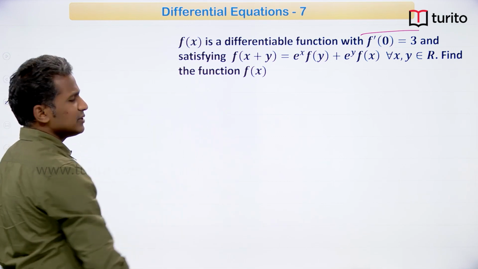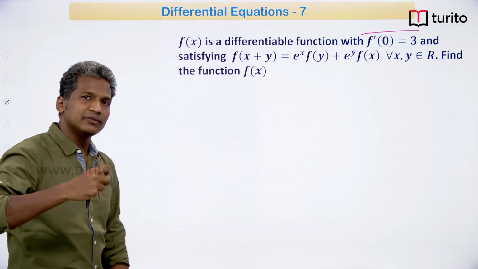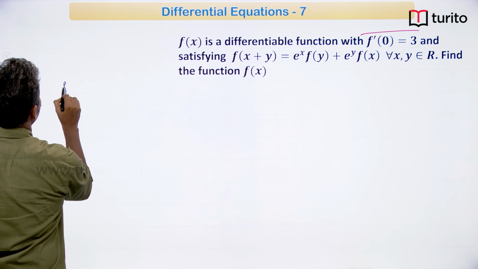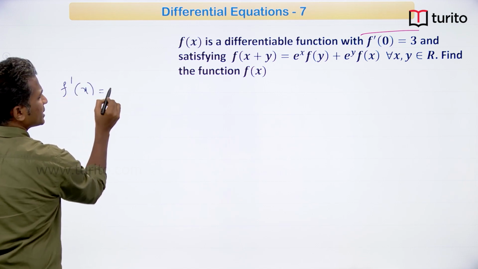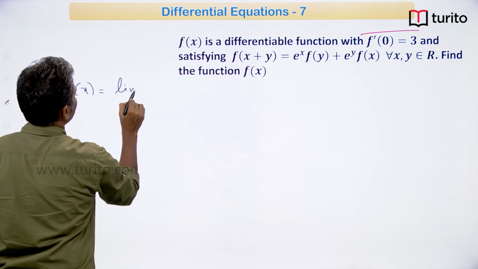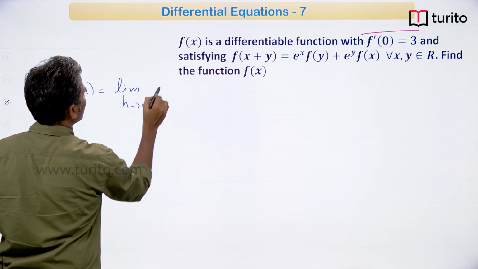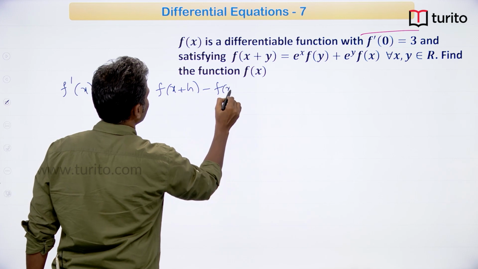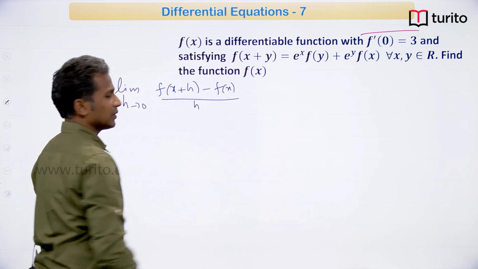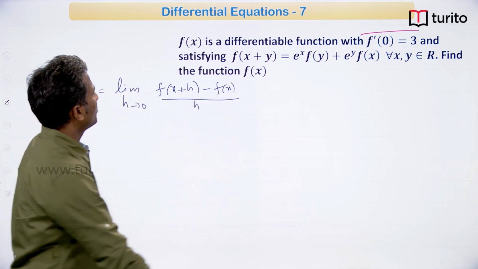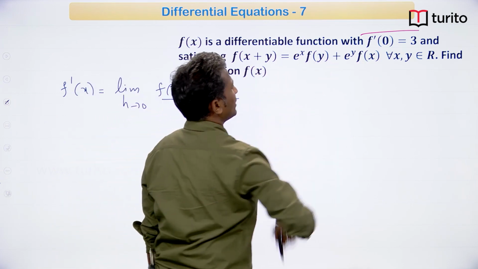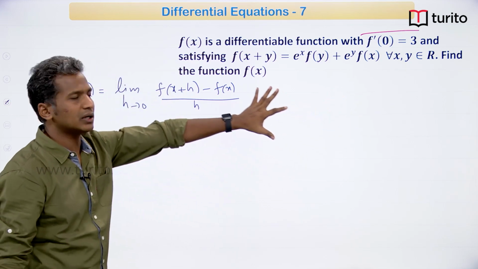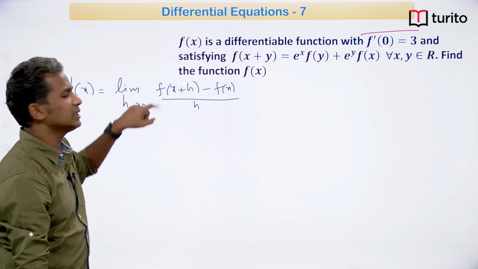So, because derivative is involved, I will start with the definition of the derivative. Okay. So, what is the definition of derivative? F dash of x is equal to limit h tending to 0 f of x plus h minus f of x by h. Okay. This is the definition. But f of x plus y is given as something and it is satisfied for all x and y belonging to R. So, we can use this here.